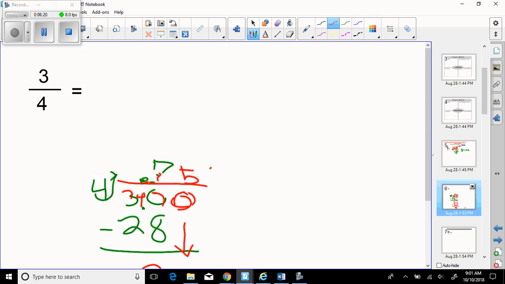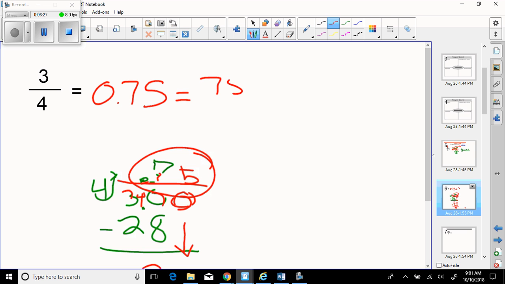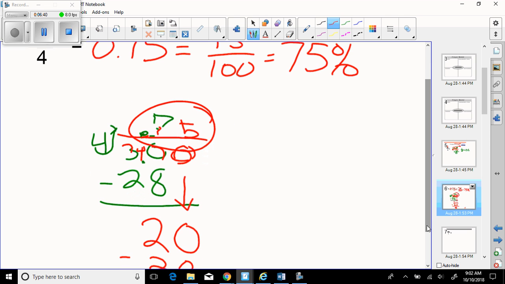So now we know that 3/4 is equal to 0.75, which we also know is equal to 75 100ths, which is equal to 75%, because a percent is always out of 100. All right, let's try the next one.